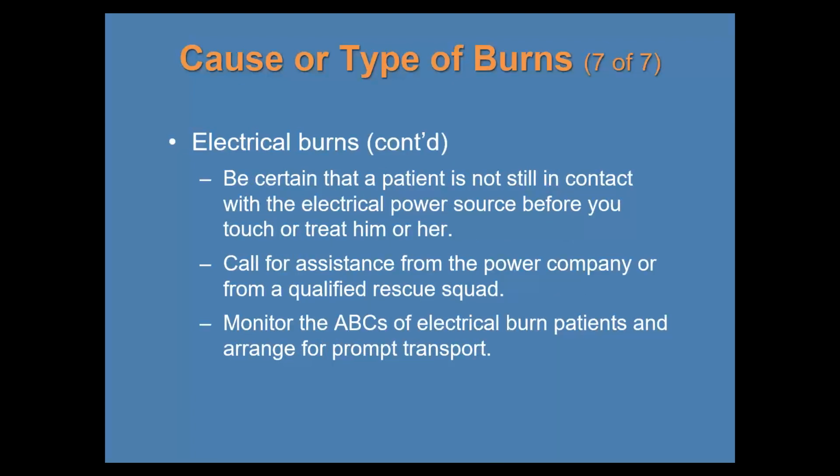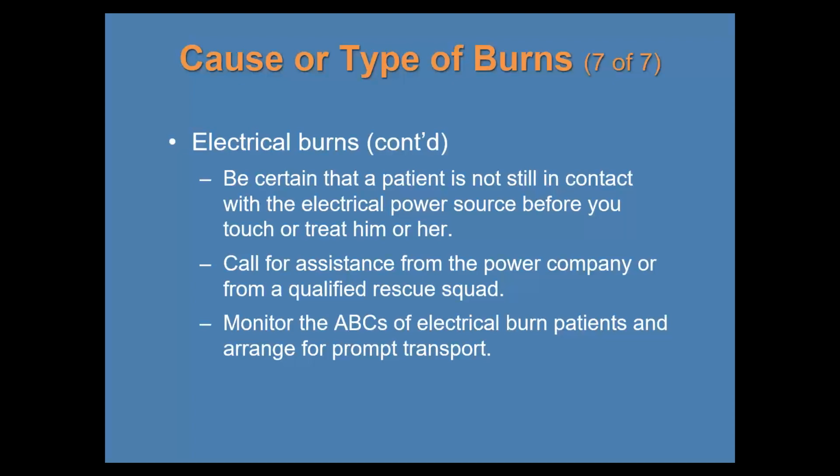Big thing, we want to make sure that the patient is not still in contact with the electrical power source. So, vehicle accidents involving power lines, we want to stay away from them as much as we possibly can. Any other issue with the patient around some type of electrical appliance that caused it, we want to try to get them off of that and away from it. If you need to, call assistance from the power company, or an electrician, if you think the dispatch information sounds like they may be needed, and have them en route.